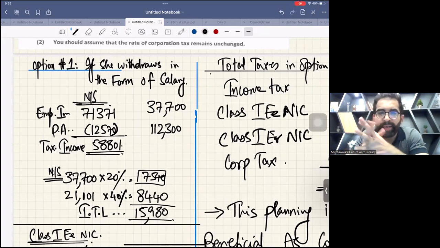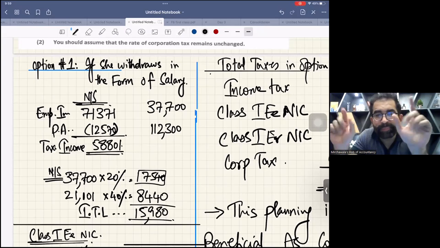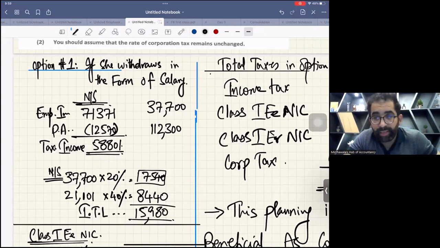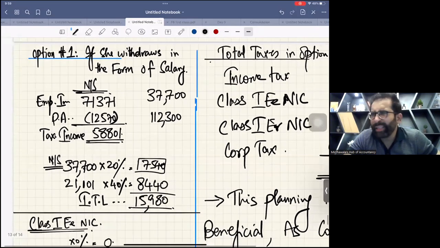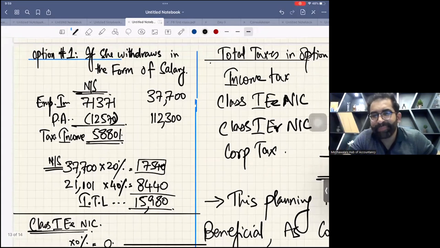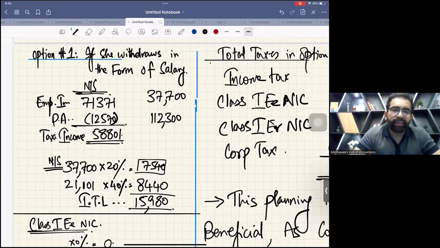Now, as this lady, Sophia, is receiving the salary, she is the employee right now. So the employee has to pay class one employee NIC. Sorry, my bad. All employees have to pay class one employee NIC. And class one employee NIC is calculated on cash salary, bonus, and mileage allowance over 45 pence. In this question, only salary is given, okay?